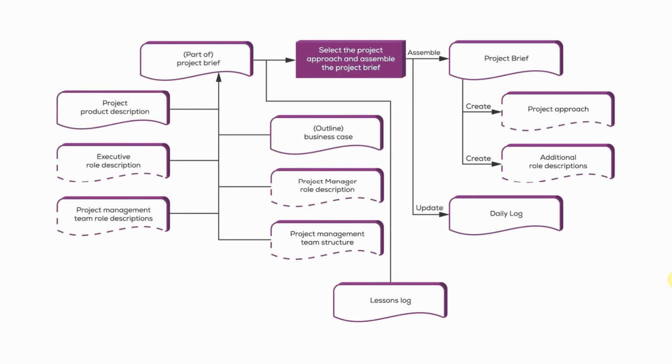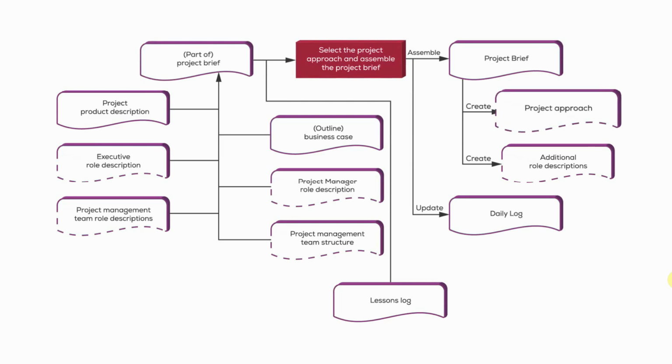So our project brief is now coming together quite nicely and answering some very important questions. On top of that, on the left-hand side, we also are showing an input here being the lessons log. And that's because obviously we will consider any relevant lessons before we carry out any activity at all. So we've got the existing part of the project brief coming in together with the lessons log, and taking that into account, we can select the project approach and assemble the project brief.